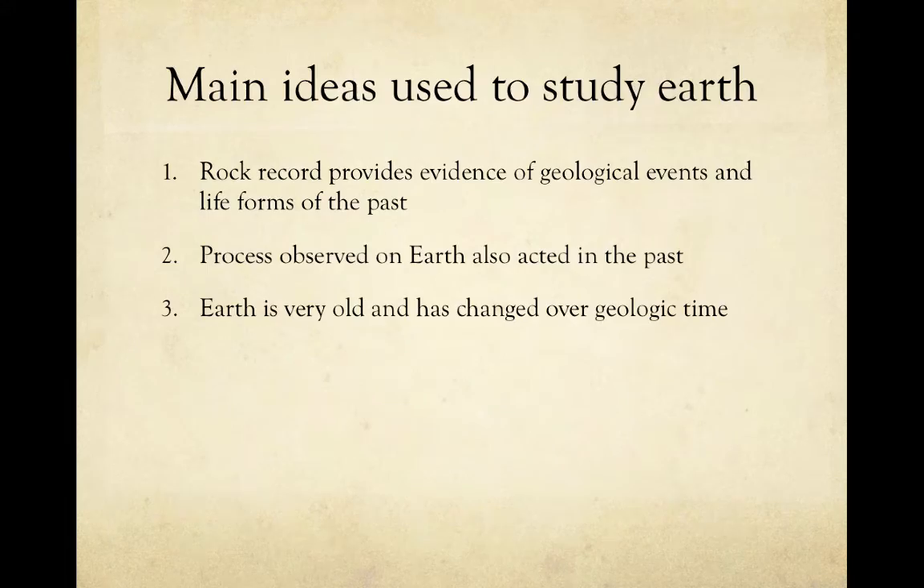Powell and other geologists have identified three main ideas used to study Earth. 1. The rock record provides evidence of geological events and life forms of the past. 2. Processes observed on Earth also acted in the past. And 3. Earth is very old and has changed over geologic time.